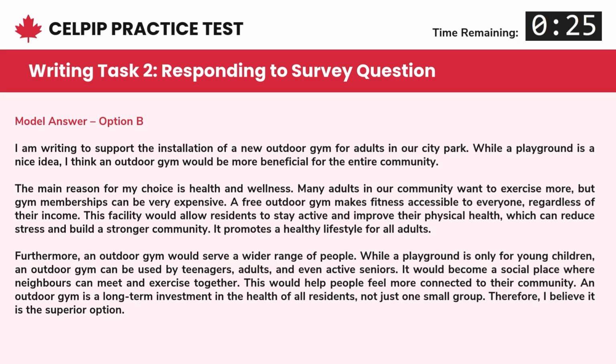This response also includes two effective stretch words. Accessible means that something is easy for people to get or use, which is a key part of the argument. Promotes is a strong verb that means to support or encourage something, like a healthy lifestyle.